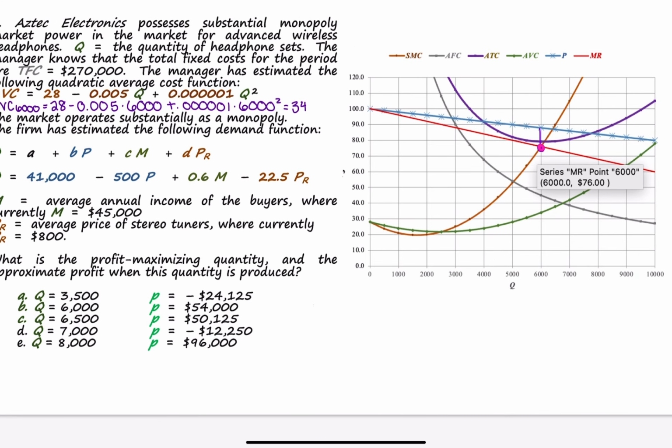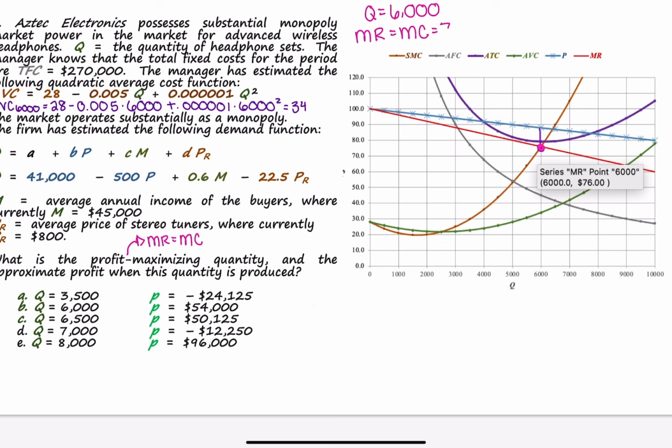Problem 4 says, what is the profit maximizing quantity and approximate profit when this quantity is produced? Profit maximizing means that we're looking for the point where marginal revenue equals marginal cost. I went ahead and showed the point on the graph, where if you hover over it, it will give you the information on it so that we can use that information. And we see that this is at Q equals 6,000, and our marginal revenue equals marginal cost at 76.